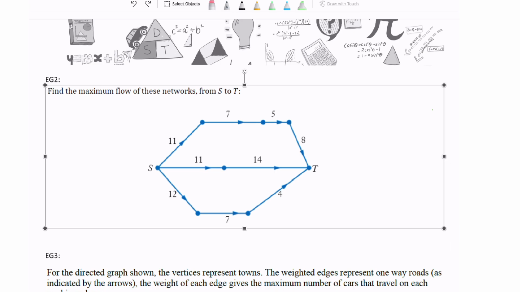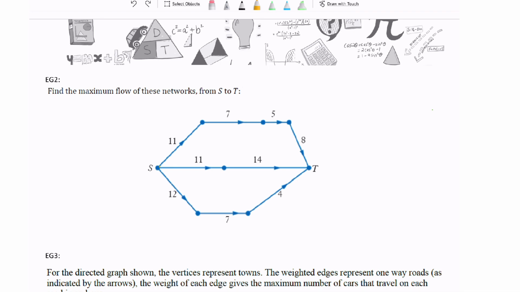Let's just read through what this question's asking and I'll talk through it with you. Find the maximum flow with the network from S to T. So the maximum flow. So let's think, my brain always likes to think of them as water flowing through a pipe. So from the source to the sink, S to T, there's 3 routes the water could take.